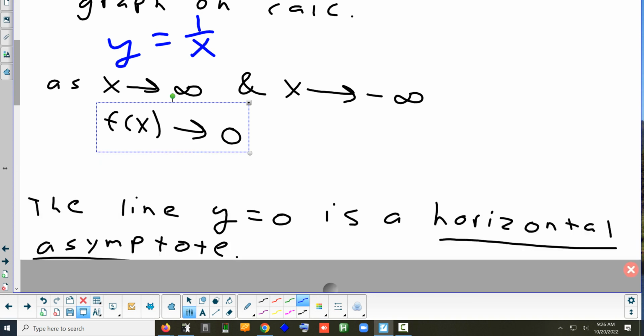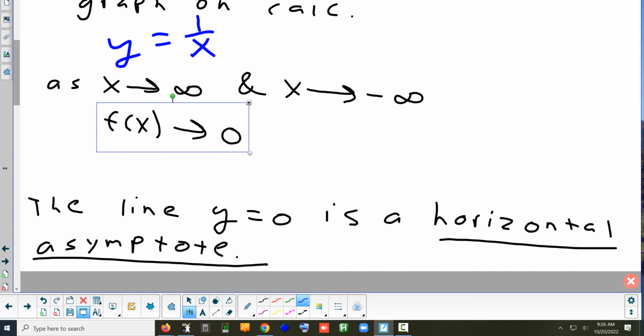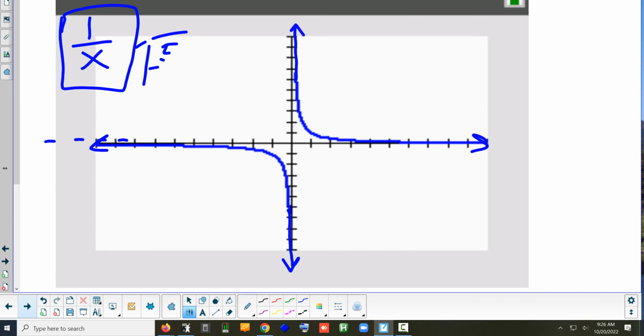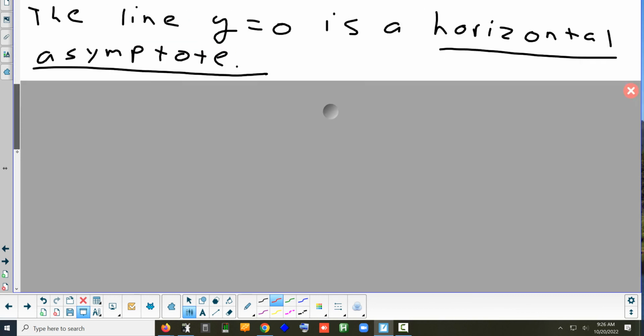But because it never reaches zero, we say that zero is an asymptote. The line y equals zero is what we call an asymptote. And the way that we show an asymptote when we graph it is like this. I want to use red. We usually show an asymptote as a dotted line. The dotted line represents something that you're continuing to get closer and closer to, but you never reach it. Does anybody remember that word from Algebra 2, asymptote?